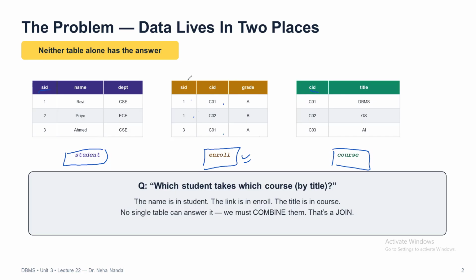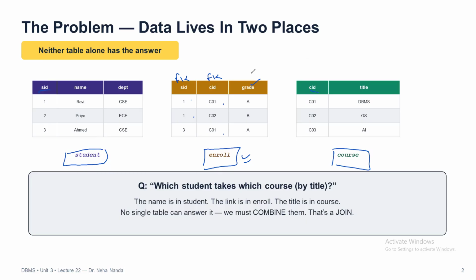So what this enroll table is, it is a relationship table, where grade is a descriptive attribute that you have to remember, and we discussed it already. Just by looking at these tables, you should understand that enroll is a relationship table and grade is a descriptive attribute. SID and CID are foreign keys.